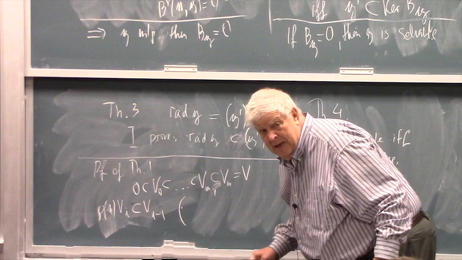Proof. Again, let me just not confuse the notation. Two directions. In one direction it's trivial. If G is semi-simple, then, by this definition, the radical of G is 0.